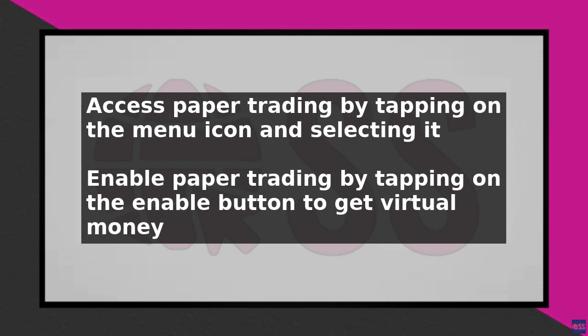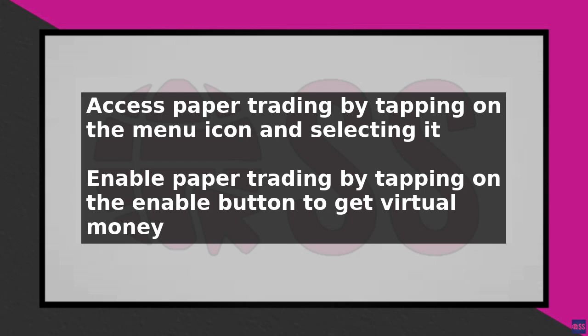To access paper trading, tap on the menu icon and select paper trading from the drop-down list. You will be taken to a new page where you can enable paper trading by tapping on the Enable button. Once enabled, you will be given a virtual account with a certain amount of money, usually $100,000. Now that you have enabled paper trading, you can start practicing trading with virtual money.